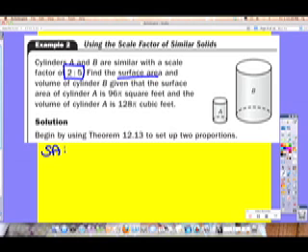Okay, you with me so far? Okay, no problem. Let me change up the colors.